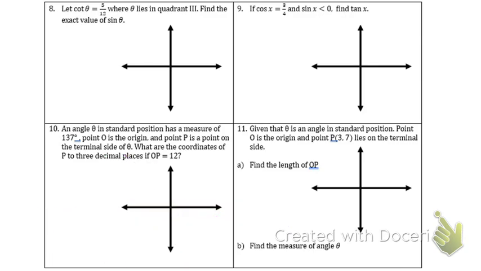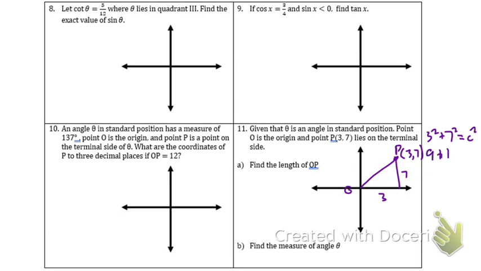Okay, last one. Given that theta is an angle in standard position, point O is the origin and point P (3, 7) lies on the terminal side, find the length of OP. So (3, 7), I'm going to draw a reference triangle. That's going to be in the first quadrant. This is going to be 3, that's going to be 7. To find the hypotenuse, the length OP, if this is P and that's O, we can use the Pythagorean theorem for that.